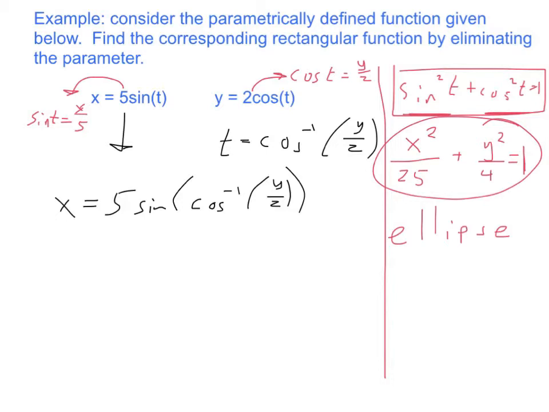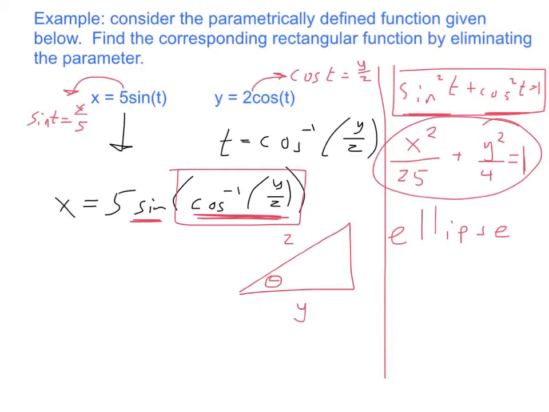We could think about what this means. It means there is an angle out there somewhere whose cosine is y over 2, whose adjacent over hypotenuse is y over 2. Now that we have that, we need to find the sine of that angle. The sine of that angle should be opposite over hypotenuse. That opposite side is the square root of 2 minus y squared, just using the Pythagorean Theorem.